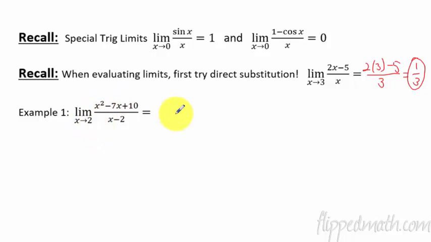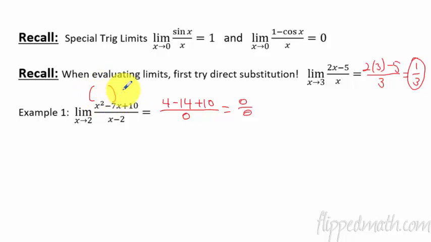So in example 1, let's try this. Direct substitution. What is that going to become? 2 squared is 4, minus 7 times 2 is 14, plus 10, all over x minus 2, which is 2 minus 2, is 0. Oh, that's a problem. Let's see what else we get. 4 minus 14 plus 10 gives us negative 10 plus 10. You get 0 over 0. Okay, so how do you do this one?